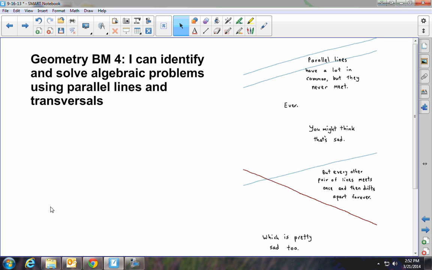Today we'll be going over geometry benchmark number 4. I can identify and solve algebraic problems using parallel lines and transversals.